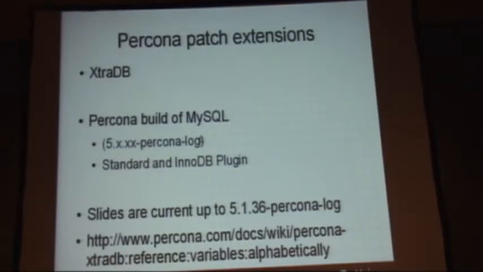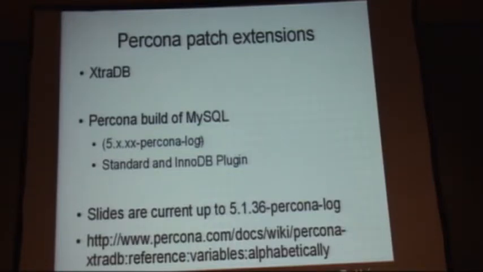Then I went to the Percona wiki pages and looked at the information there, so I might have added one or two as well. So these slides are current up to that version. There may have been some added variables. The other thing is I'm only doing the output of show global variables and show global status.